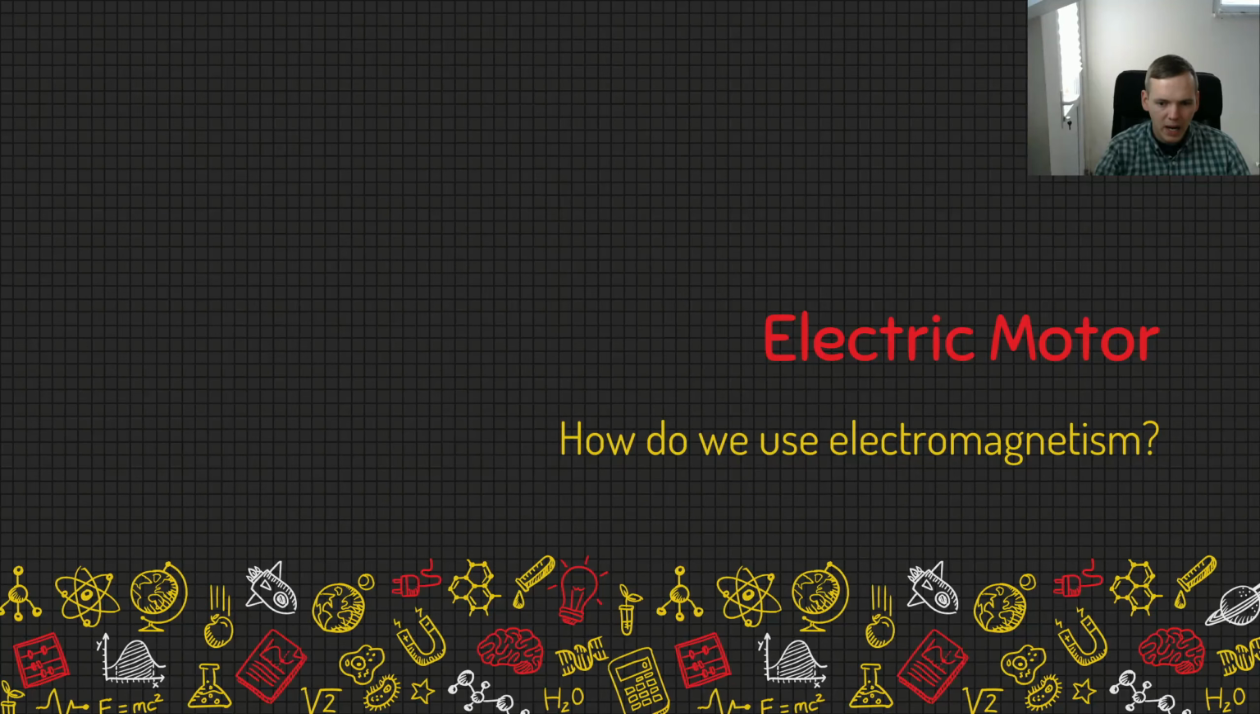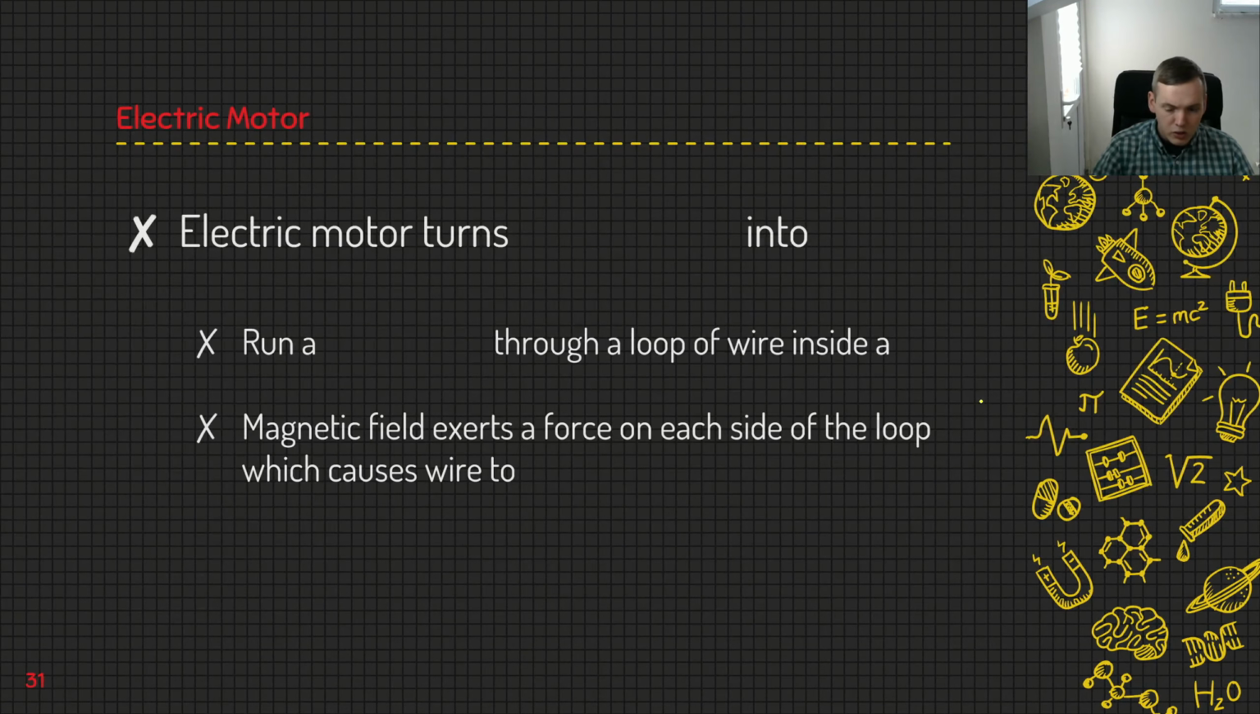Let's talk about one of the applications of electromagnetism, which is an electric motor. An electric motor is something that turns electrical energy into mechanical energy, so the energy of moving stuff. It's going to change electrical energy into mechanical energy. And an electric motor is a very simple device in principle.